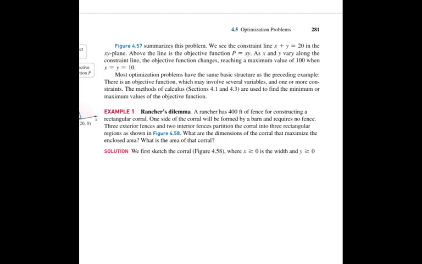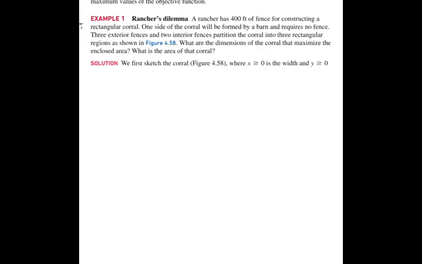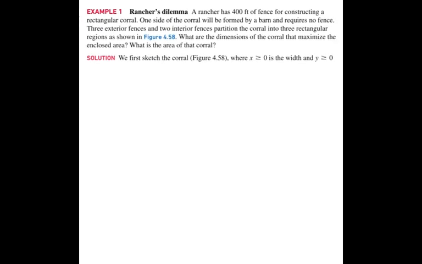I want to look at an example. So we have the rancher's dilemma. A rancher has 400 feet of fence for constructing a rectangular corral. One side of the corral will be formed by a barn and requires no fence. Three exterior fences and 2 interior fences partition the corral into 3 rectangular regions as shown in figure 4.58. What are the dimensions of the corral that maximize the enclosed area? What is the area of that corral?